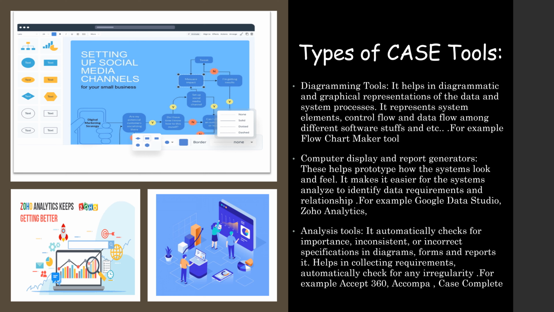Next we're going to talk about analysis tools. These analysis tools check for inconsistent or incorrect specification of the diagram. For everyone, diagram checking is compulsory. So we're going to see what kind of forms and what kind of problems there are. This helps to check the irregularity of the requirement. It will be useful, for example, with Accept 360 or Case Complete.